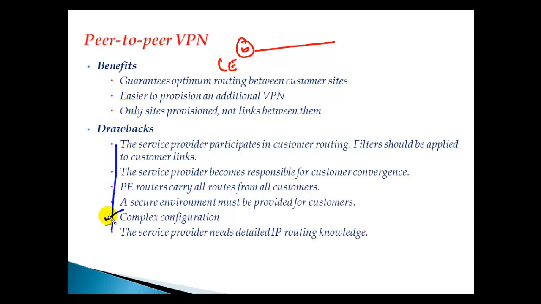So if you just list out these disadvantages, I can say P2P models provide very good advantages, much better when compared with other VPN models. The service provider needs to have detailed IP routing knowledge. This will not make much difference when it comes to MPLS. MPLS is one kind of P2P model which carries the customer routes in the form of labels. Again, it's a completely different thing.